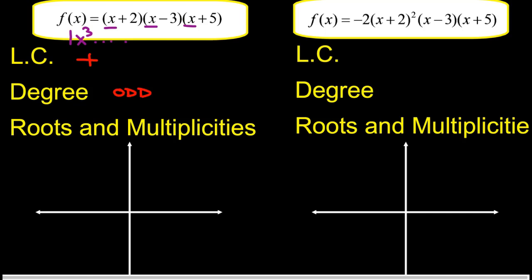And then the roots would be what makes each factor 0. So in this case, we would have a root of -2, 3, and -5. And they all would have a multiplicity of 1. If they have a multiplicity of 1, I don't write it. That's like implied multiplicity. So let's put those on our little graph here. So we got 1, 2, 3, 4, 5, negative 1, 2, 3, 4, 5. I believe that covers it. Negative 5, negative 2, positive 3.